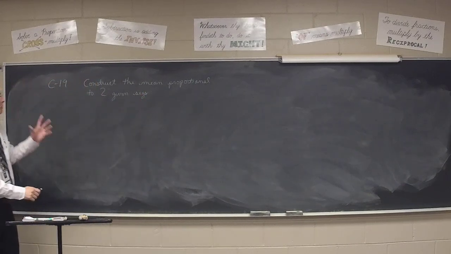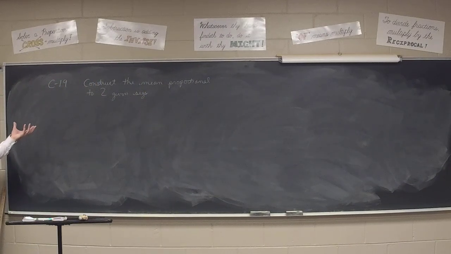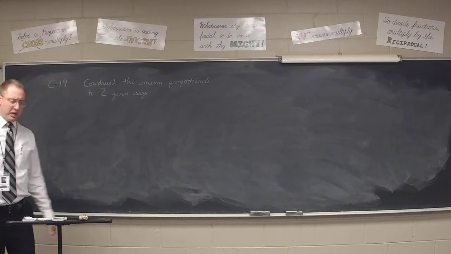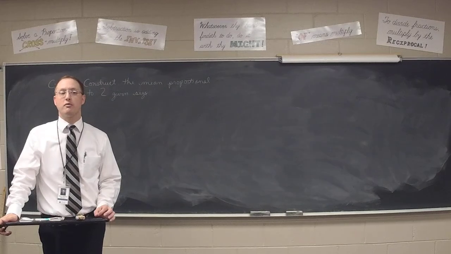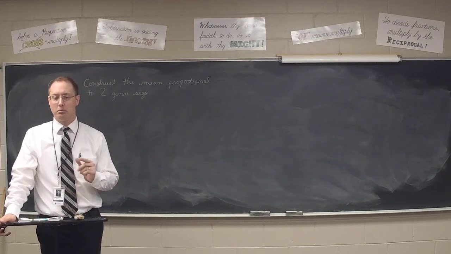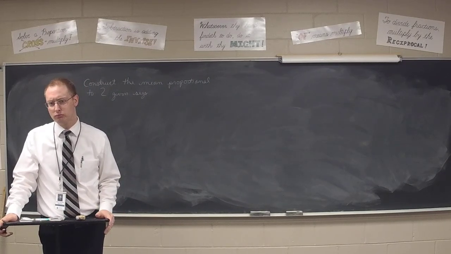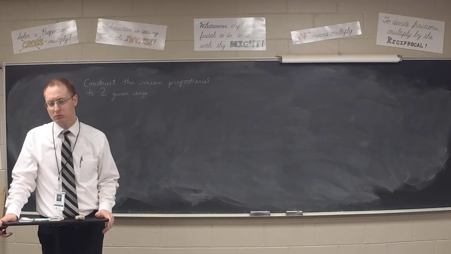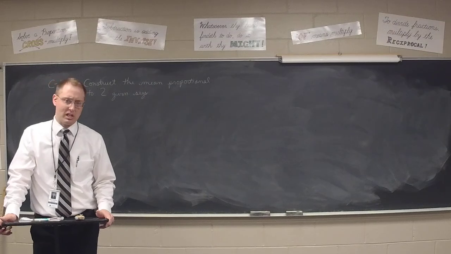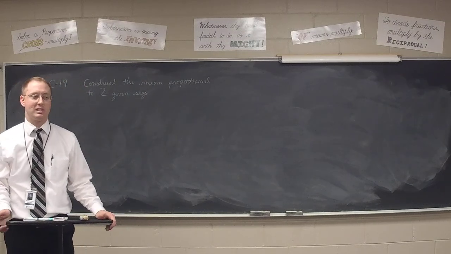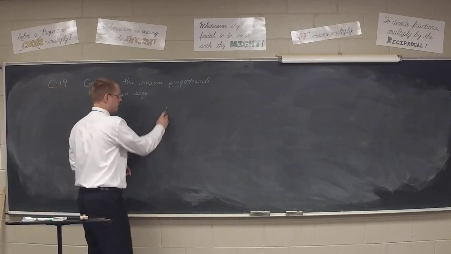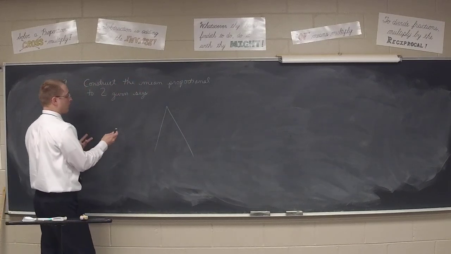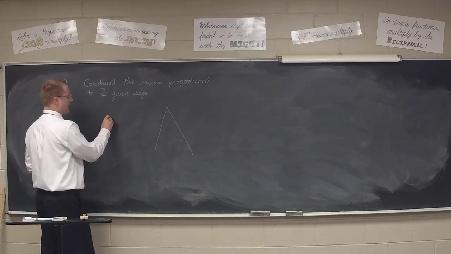Now again, we've got to be able to prove our construction works. So we need to think of a picture that involved a proportion, specifically a picture that involved a mean proportional. Construction 17. Well, construction 17 didn't involve a mean proportional necessarily. But it could have. Let's think about that. Let's suppose we wanted a mean proportional. Let's just say A and B.